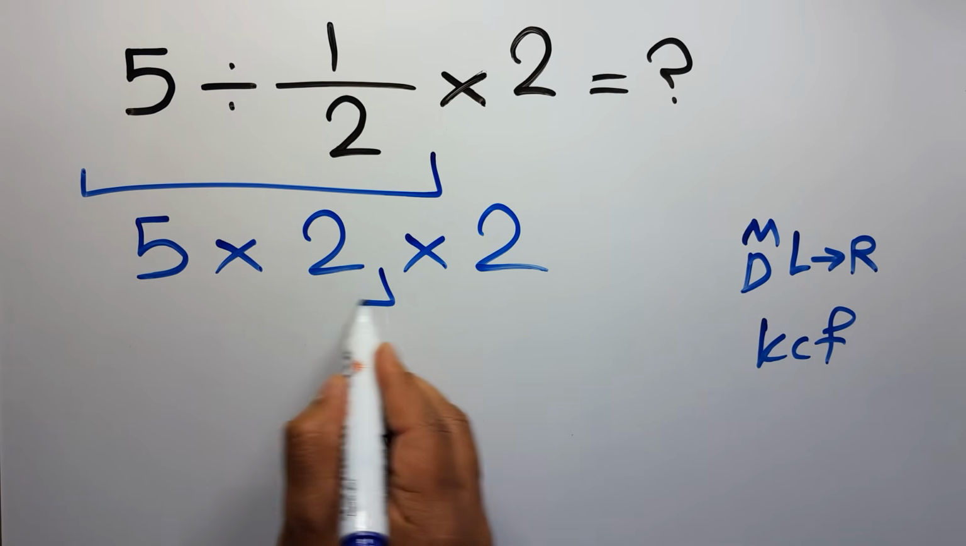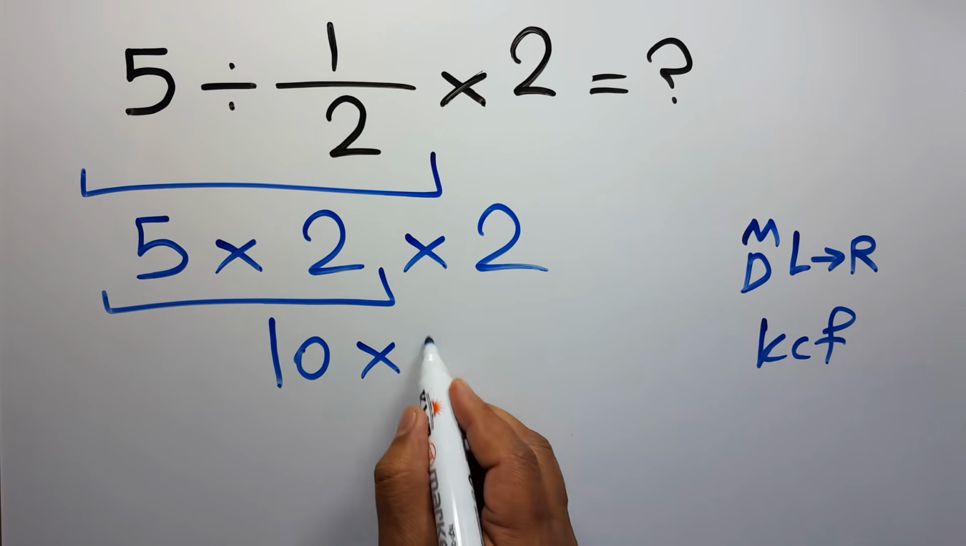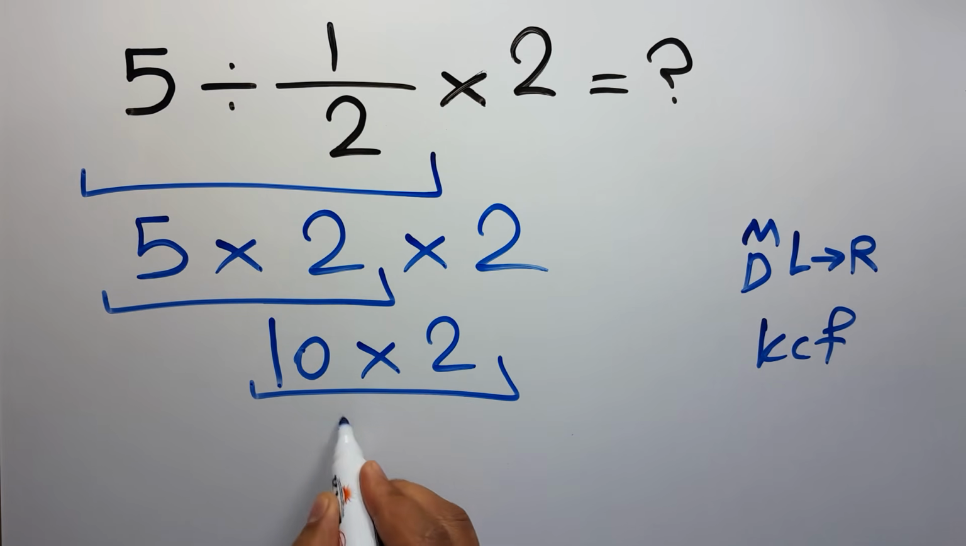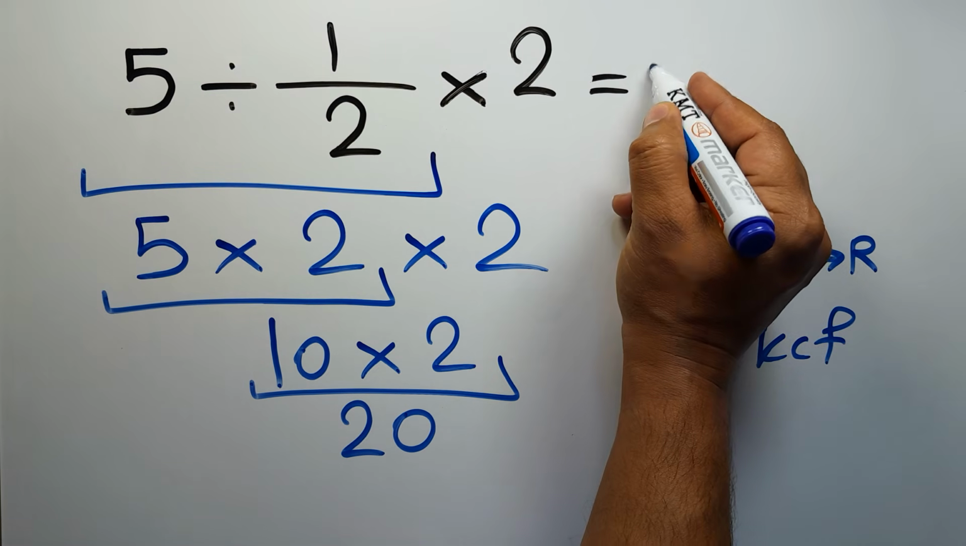5 times 2 gives us 10, and 10 times 2 equals 20. And this is our final answer to this problem. The correct answer is 20.